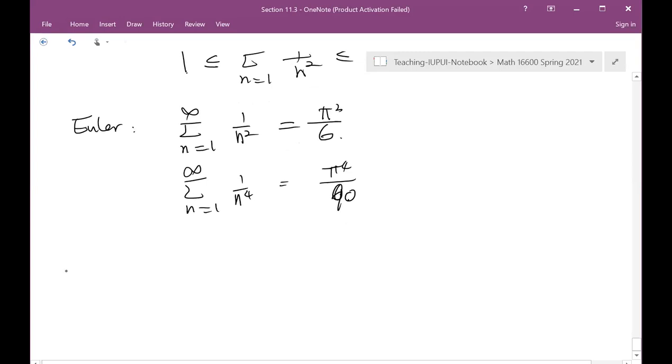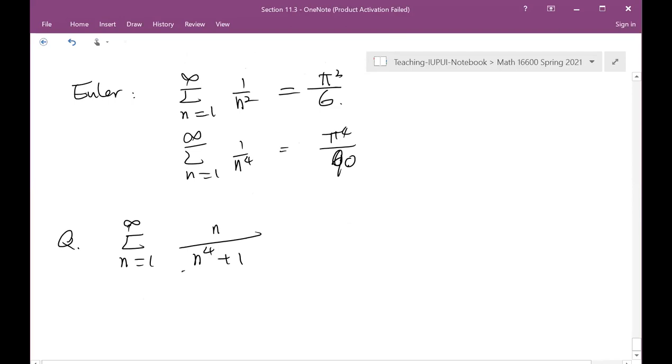Okay. All right. So let's take a look at the next problem. We can do this one. Okay, no problem. We look at this series. We want to check whether this is convergent. If it's convergent, can we estimate the value?